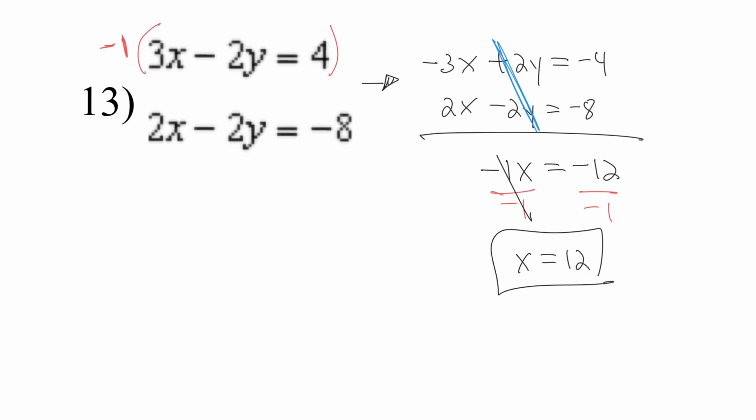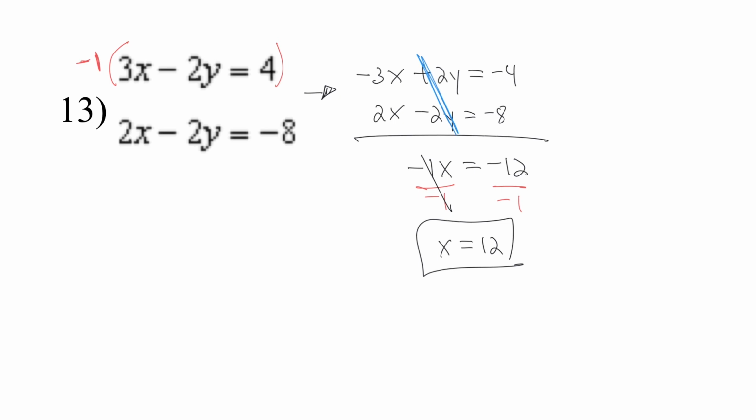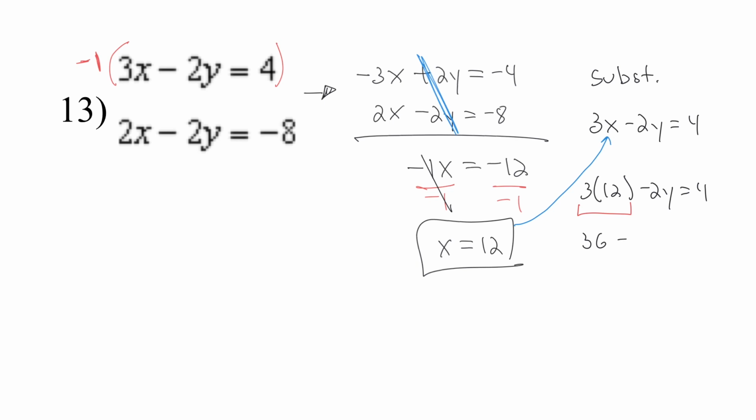All right. The next step, you guys are going to use one equation and substitute the value of x. I like the top equation, okay? So I'm going to use the top. This one without the negative 1, just the original equation. So we have the 3x minus 2y equals 4. Substitute 12 into the x. So 3 times 12 minus 2y equals 4. You multiply 3 times 12. That's 36. Minus 2y equals 4.